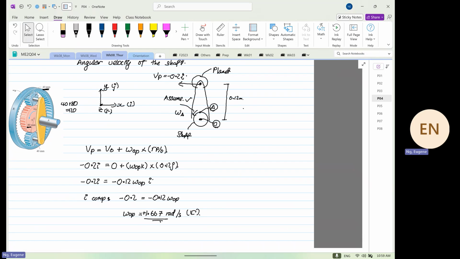Now, in your design course, do you all learn planetary gears calculation this way or is it different? Different or the same? Different, right? Okay, so this is your planetary gears.